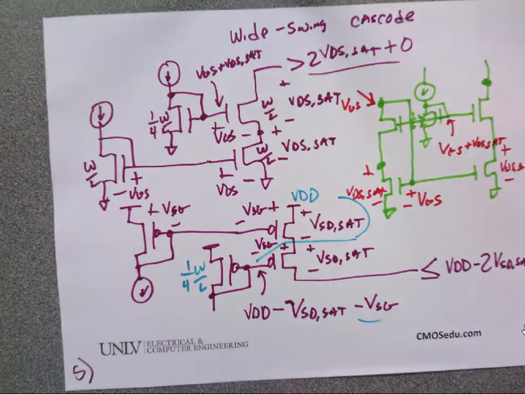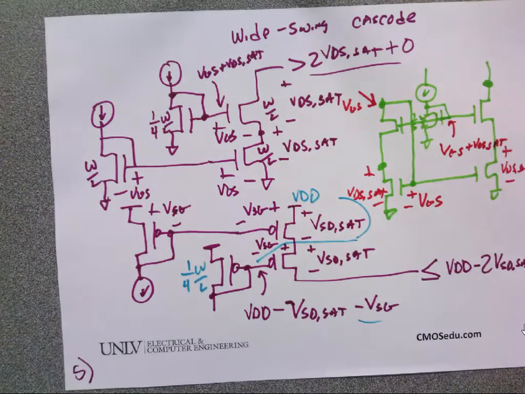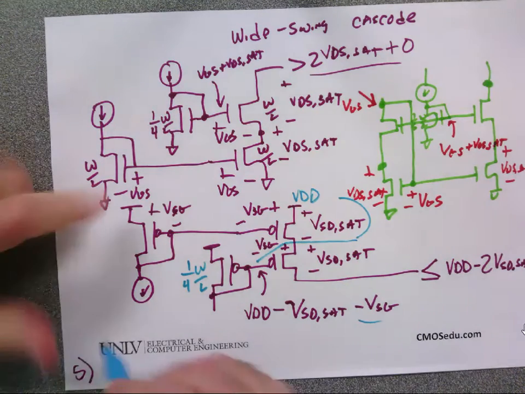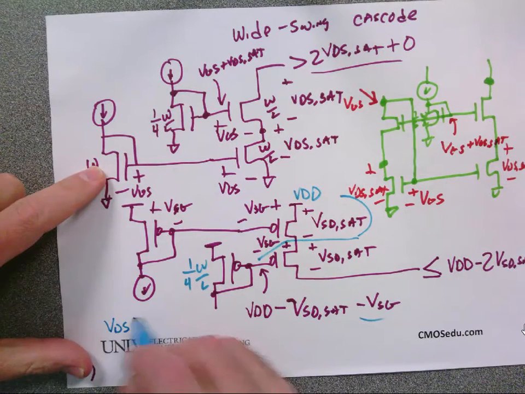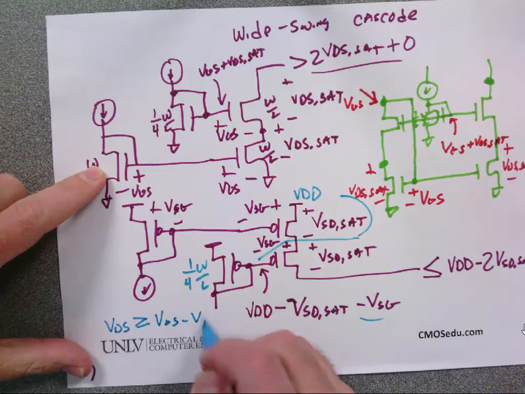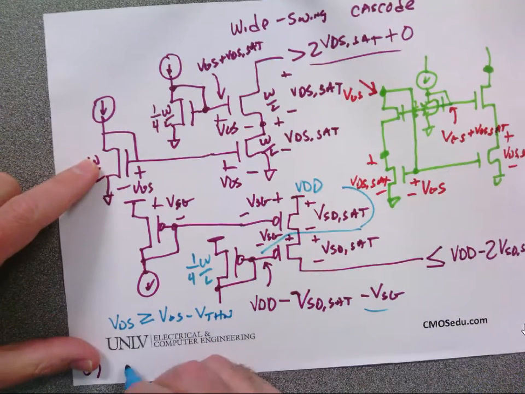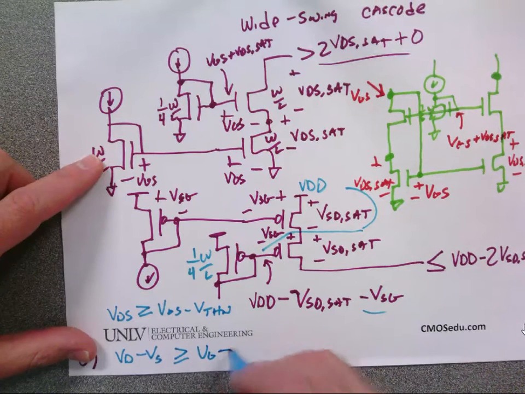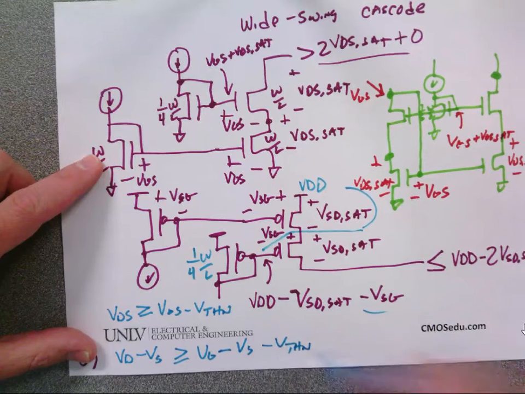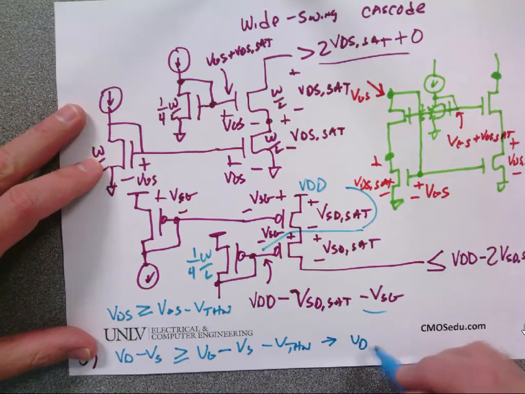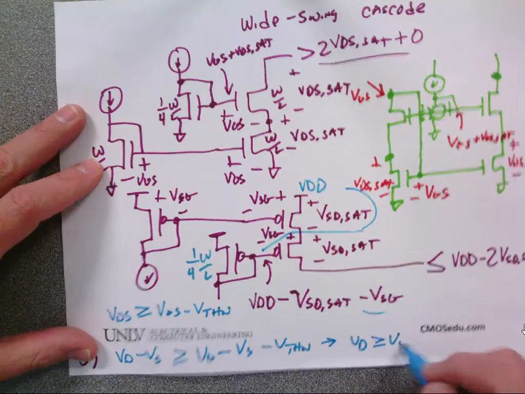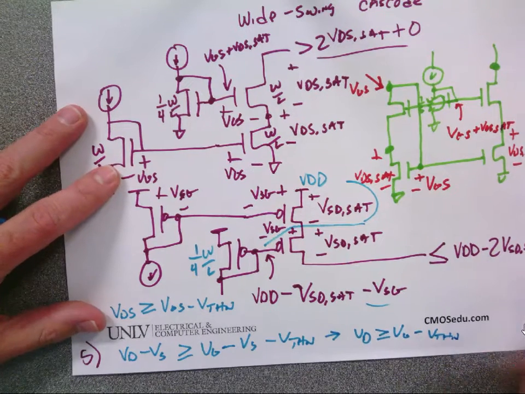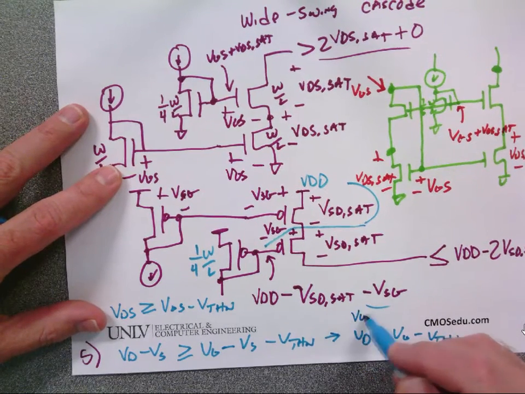So prove this guy's in saturation. So I'll write, for a device to be in saturation, VDS has to be greater than VGS minus V threshold n. Would everybody agree I can write that as V drain minus V source greater than or equal to V gate minus V source minus V threshold n? Would everybody agree that's V drain greater than or equal to V gate minus V threshold n? So what is V drain here? And what is V gate?